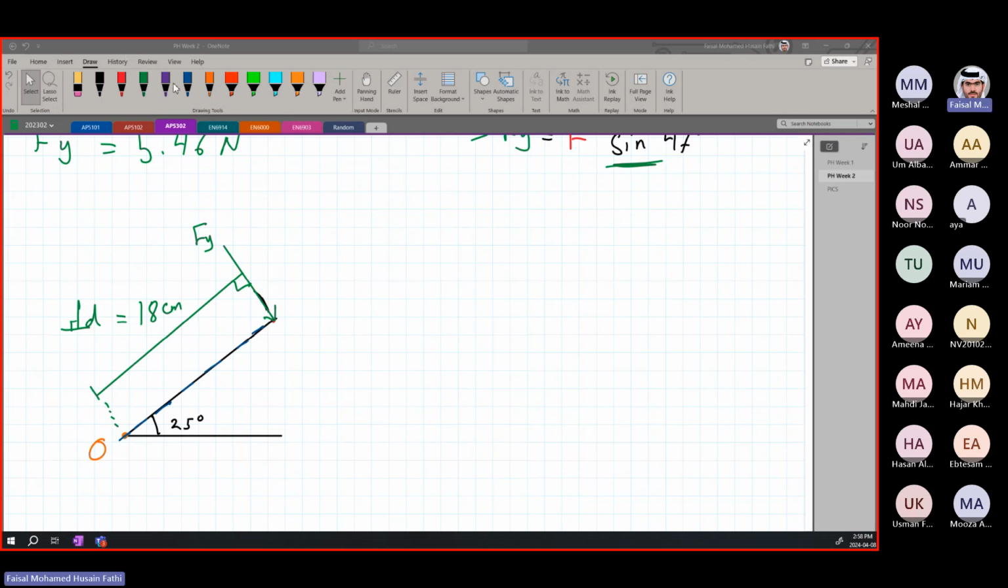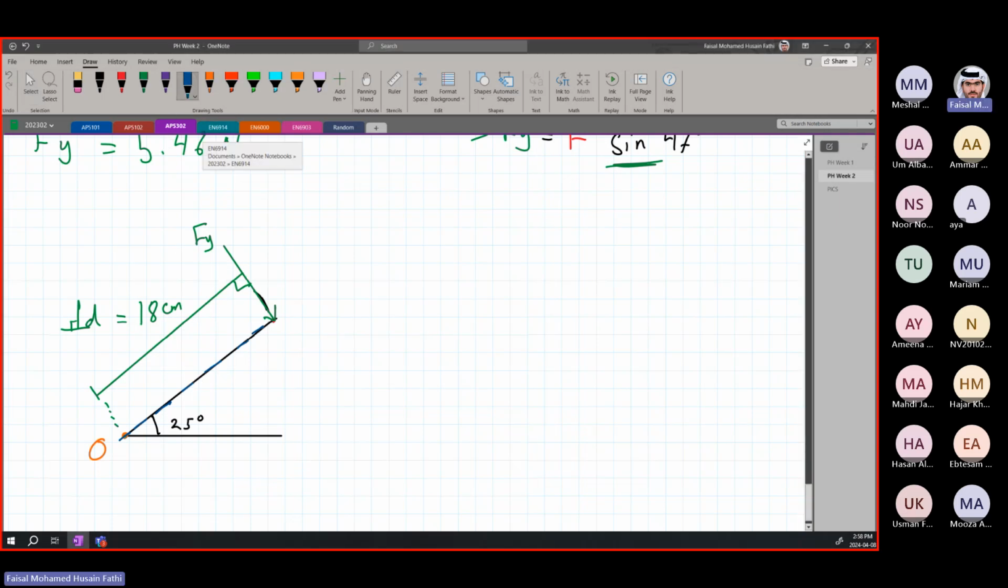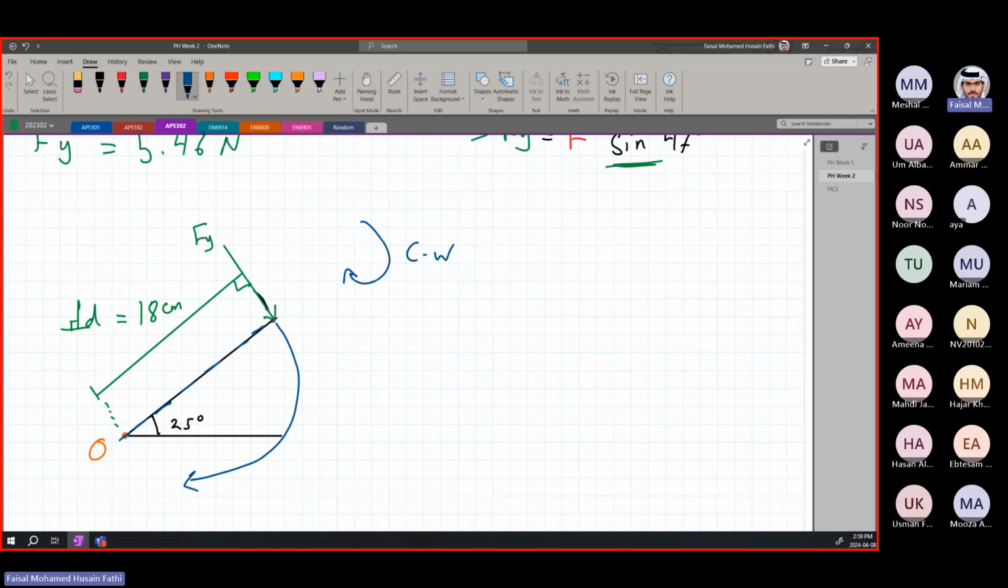Now, remember that we have now to find the direction of this force. We know that the direction is going to be going towards O like that. So we know that the direction is clockwise. All right. So we know that the direction is clockwise. So it's going to be a positive value.